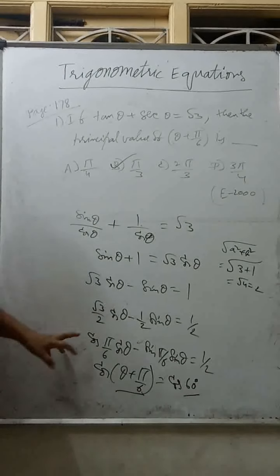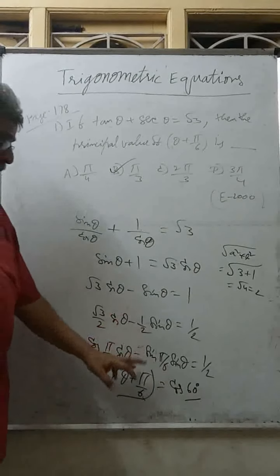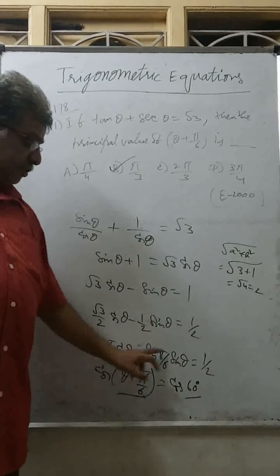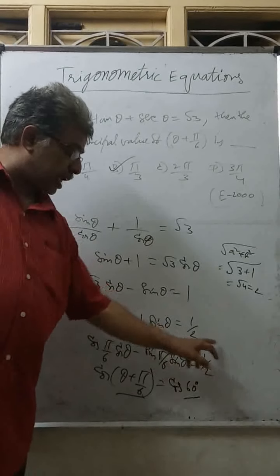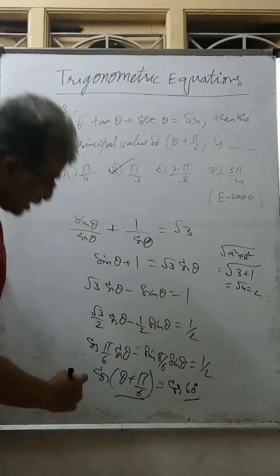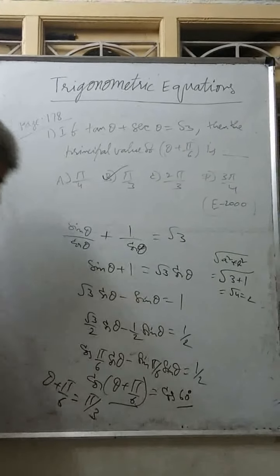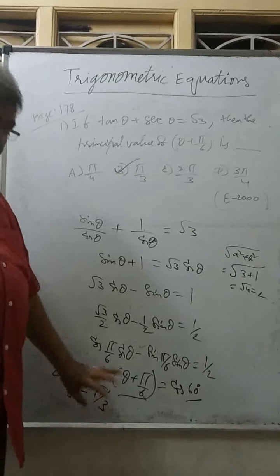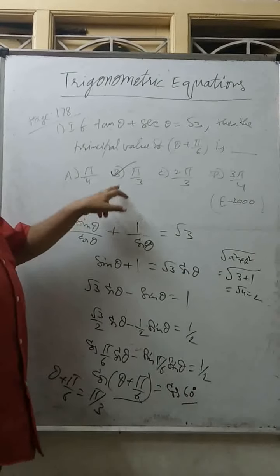Now √3 by 2 I can write as cos 30 degrees, and 1 by 2 is sin 30, so cos 30 cos theta minus sin 30 sin theta equal to 1 by 2. Now this is cos A cos B minus sin A sin B. Cos of A plus B means theta plus pi by 6 equal to, when does cos become 1 by 2? Cos 60 degrees. So theta plus pi by 6 equal to 60 degrees, pi by 3. So our general solution is theta plus pi by 6 equal to 2n pi plus or minus pi by 3. But he is asking only the principal value, that is pi by 3. So option B is our answer.